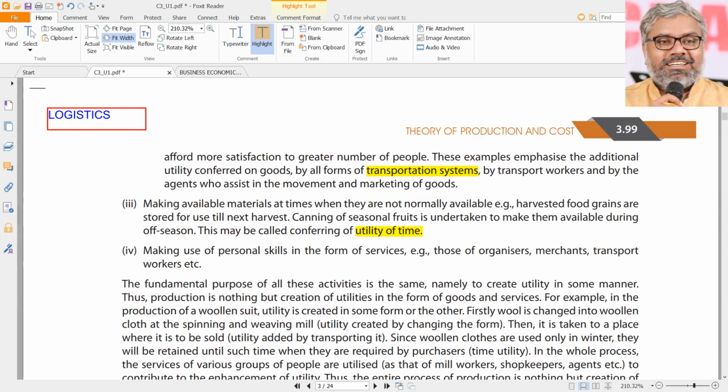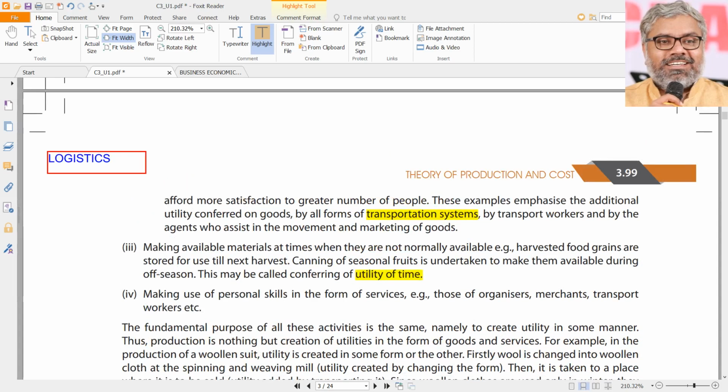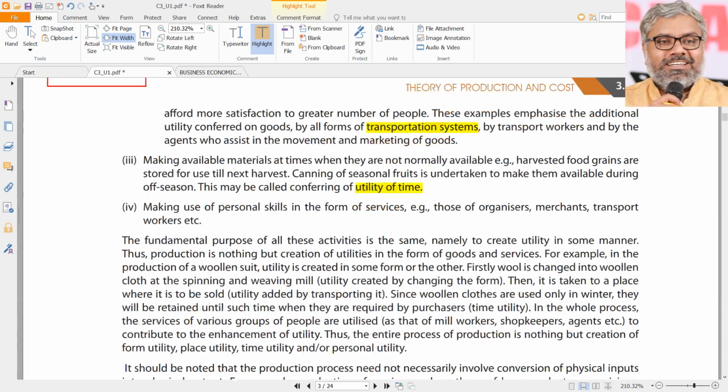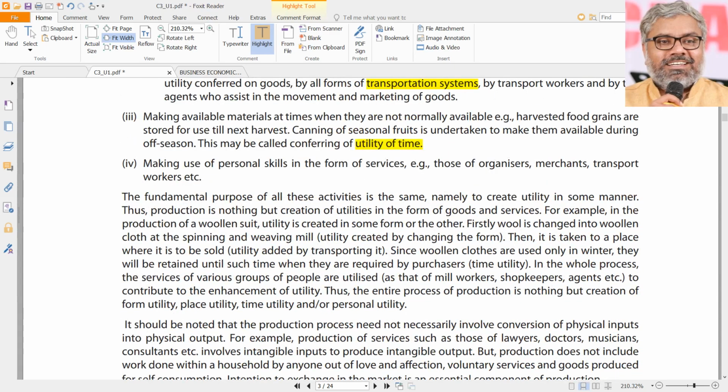Human civilization has learned so many techniques for converting natural resources into goods which are useful for satisfying their wants. So they create form utility, place utility, and time utility also, wherein they can postpone the consumption. And not only that, some of them are stored for longer periods of time. For example, we make pickles and all. That is also part of creating utility of time. Some fruits can be canned so that they can be used in off season. That is utility of time.